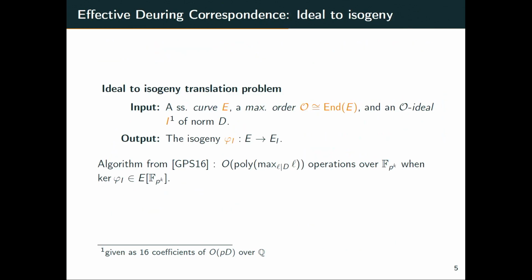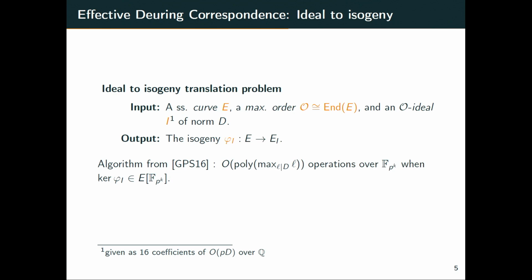So a little more precisely, here is what I want to do. In input, I have a supersingular curve E, its endomorphism ring, and an ideal of norm D. So it's given as 16 coefficients of size bounded by P and D. And my goal is to compute the isogeny corresponding to the ideal under the Deuring correspondence. And we know an algorithm to do that, which was introduced in a 2016 paper by Galbraith, Petit, and Silva, to introduce a signature scheme which can actually be seen as some kind of ancestor for SQIsign.